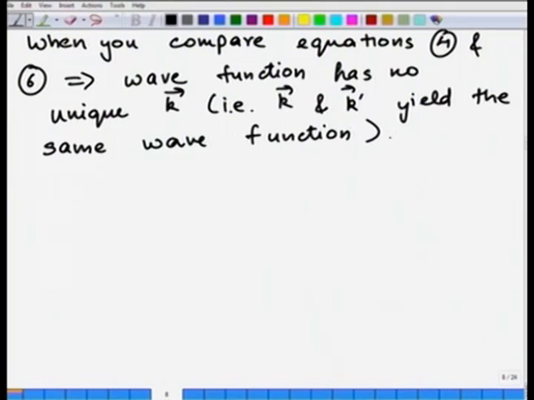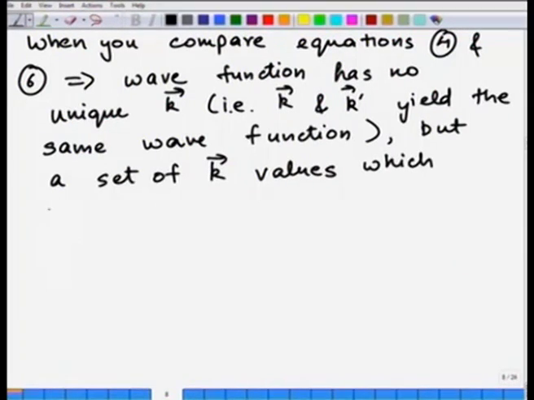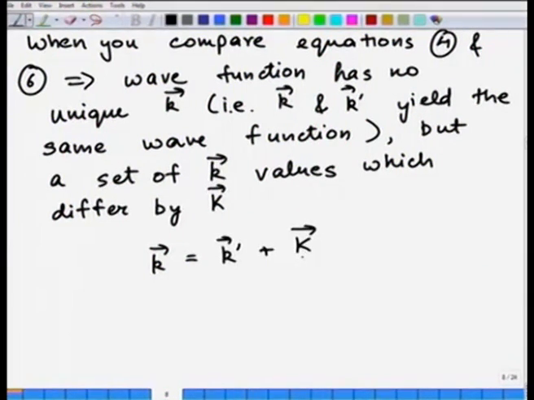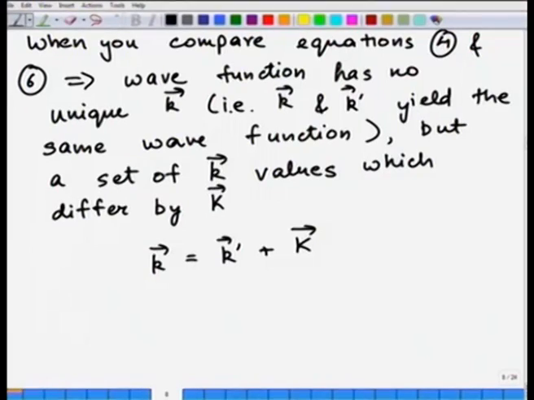Unique k, but a set of k values which differ by a capital K vector. Now, you can see why we did the reciprocal lattice vector. Reciprocal lattice vectors are special. Remember, k was equal to k prime plus K. So, these two vectors, k prime and k, differ from each other by a capital K vector. As long as that is true, the nature of the wave function remains the same. The wave function does not change.